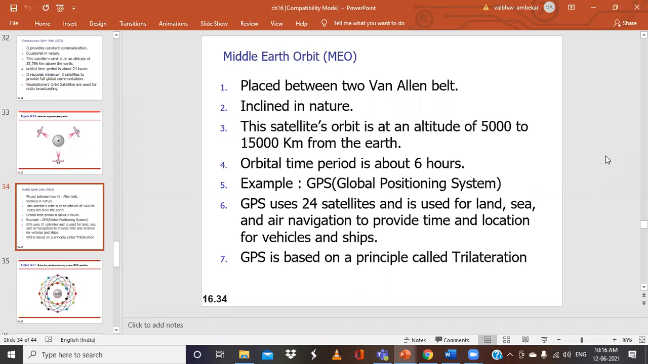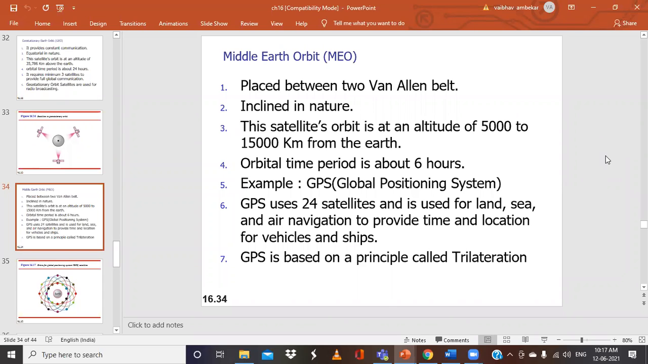The most important example or application of this middle earth orbit is the GPS, that is the global positioning system. That is the application of this middle earth orbit. How this GPS works: our Google Maps and so on work on the concept of the GPS. The satellites based on this middle earth orbit provide us the communication, and whatever Google Maps we use is based on this concept.